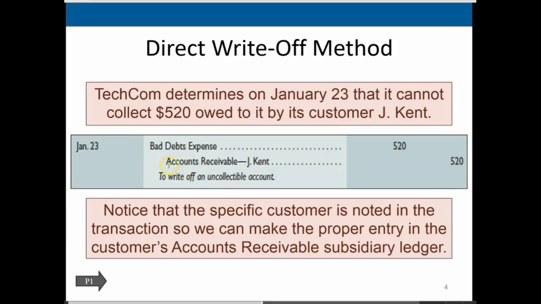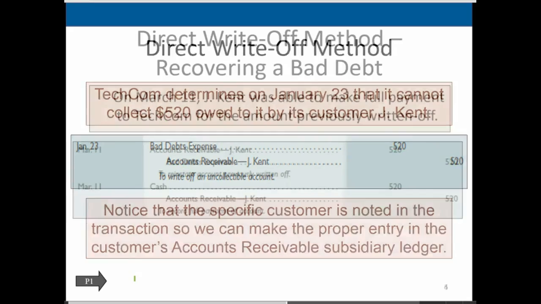How do we do that? The receivable has a debit balance. We're going to make it go down by doing the opposite thing to it, which in this case is a credit. And then we have to debit something else. And once again, you would think it's kind of a reduction of sales, because it's a sale that didn't really happen. But we don't debit sales because we never reduce sales for the most part. We make up another account. It's called bad debt expense. Expenses go up, brings down net income at the time period in which we determine that the debt will not be collectible. Notice that the specific customer is noted in the transaction, so we can make the proper entry in the customer account receivable subsidiary ledger.